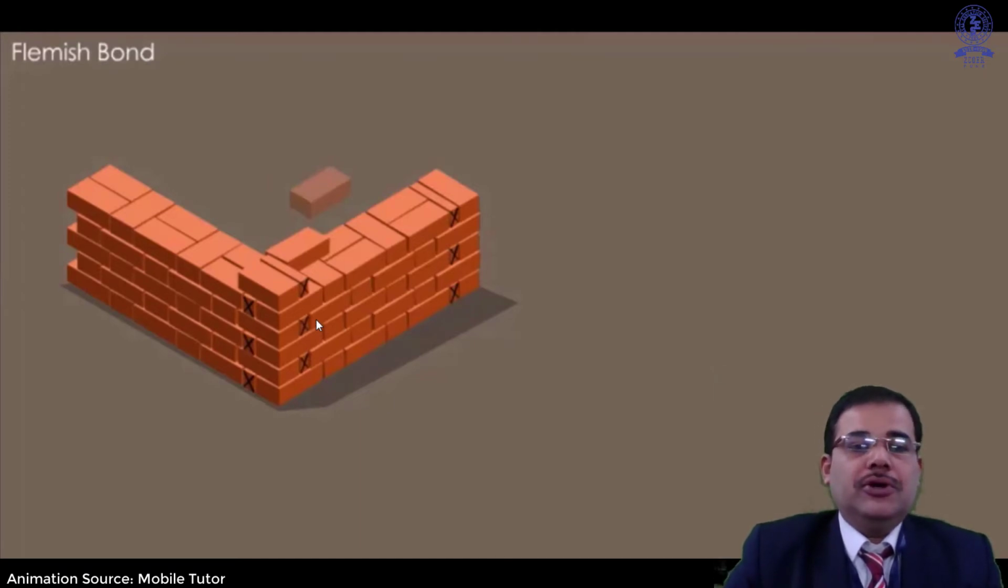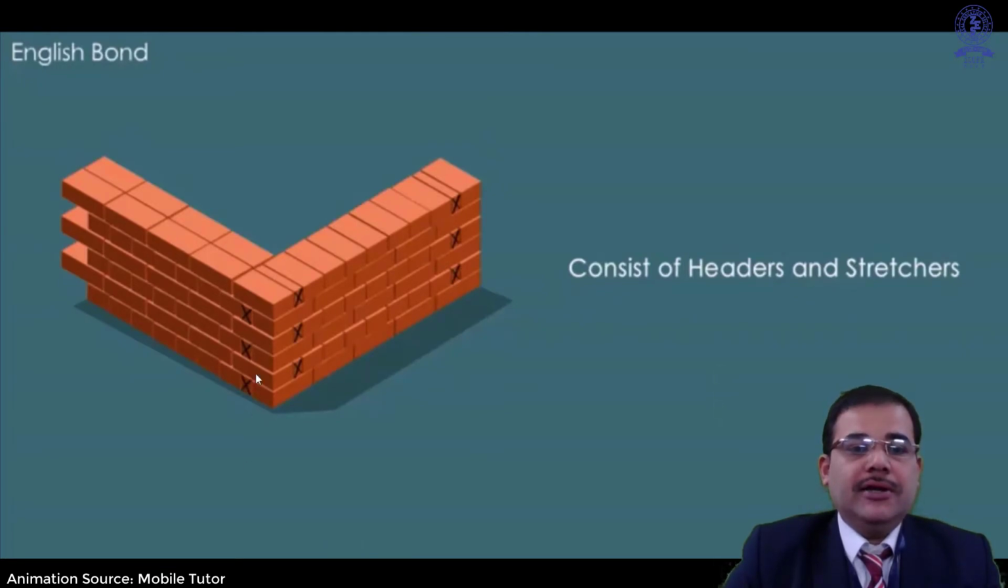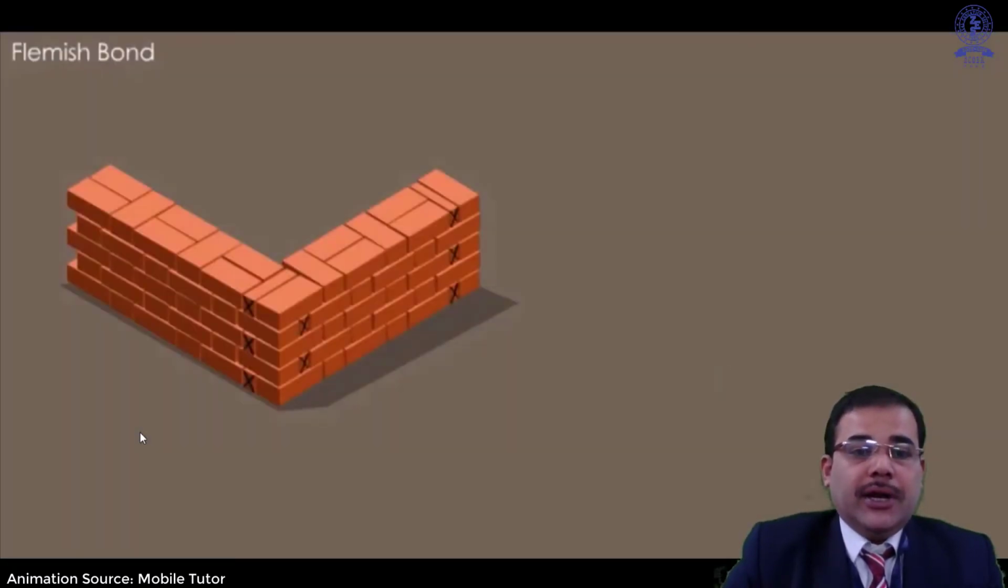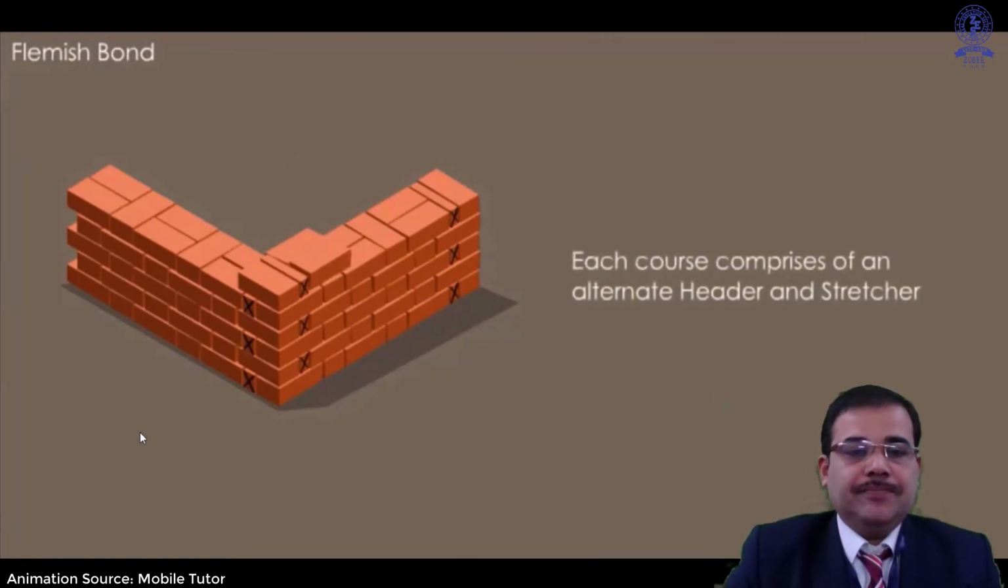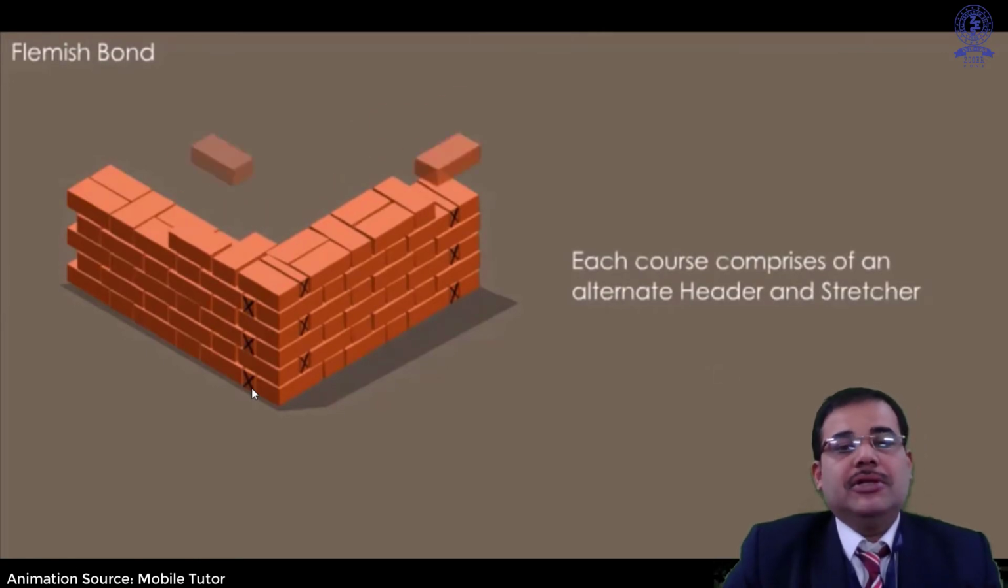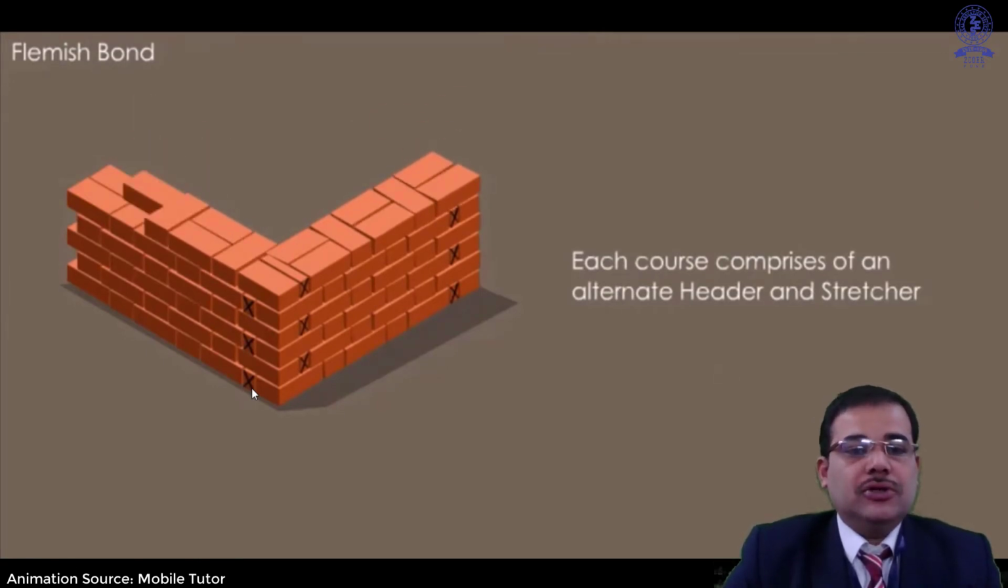In case of English bond, you can recall that alternately header and stretchers were placed. Whereas in case of this Flemish bond, you can observe the header and stretcher are placed alternately in the same layer. So for every alternate header there will be the stretcher, and for the staggerness of joint or for the breaking of joint there will be the one queen closure. This is the Flemish bond which is being utilized.